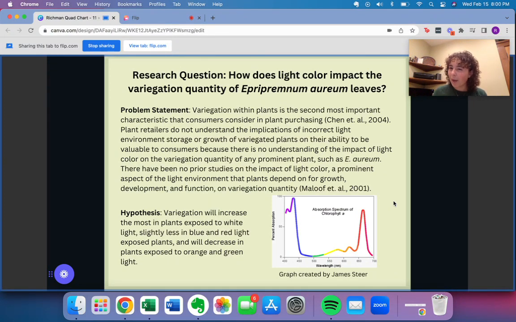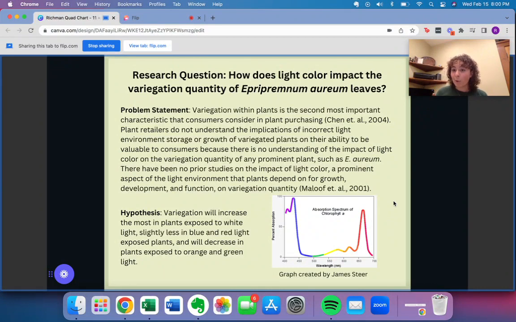So, what impacts variegation? What do plant retailers need to know to be able to sell these variegated plants? Well, it is understood that light environment, defined as light intensity, which is the amount of photoactive photons in the light environment, and light color, which is the visible spectrum of light, the wavelength of light that is there, impact variegation. It's understood that light intensity impacts variegation, but it's not understood if light color has an impact on variegation.